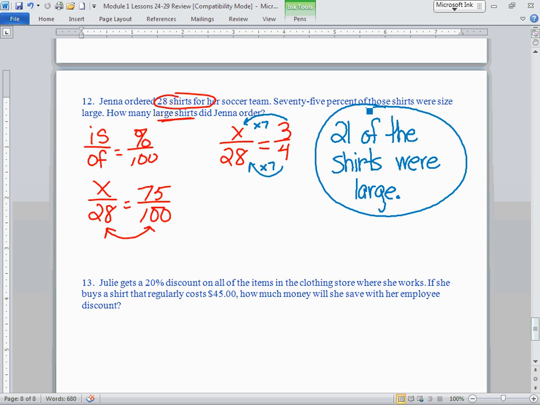Technically, if you're starting a sentence with a number, you're supposed to spell it out. Here's your little ELA lesson. If you start a sentence with a number, you're supposed to spell it, not write it numerically. But it's a math test, so I'll let you off the hook.